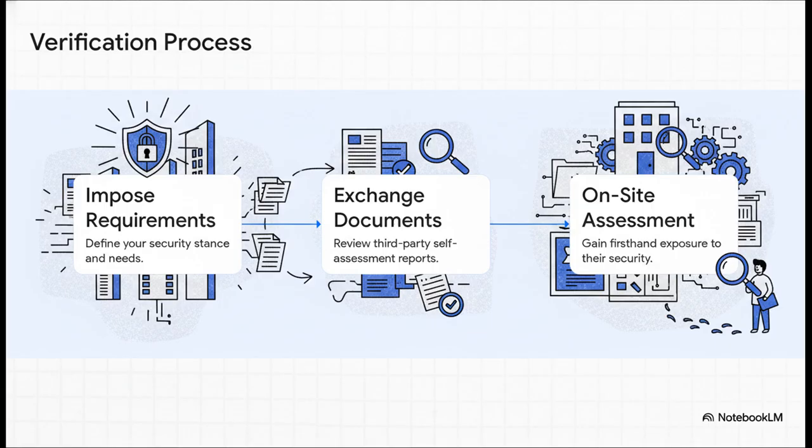First, you impose your requirements on them. You tell them exactly what you expect. Second, you exchange documentation. You get their reports, their self-assessments. And third, you go see for yourself. You conduct an on-site assessment to get that firsthand proof that their security is what they say it is.